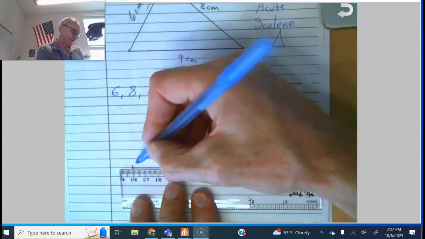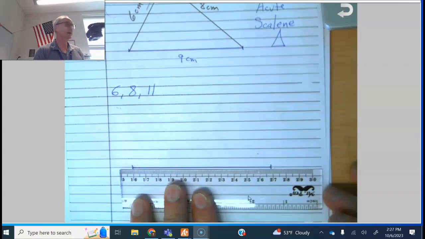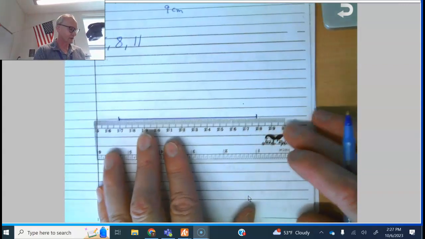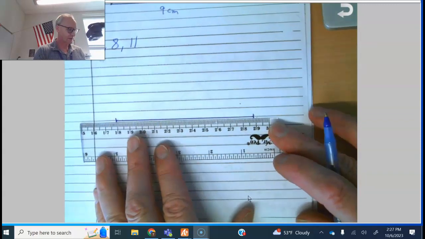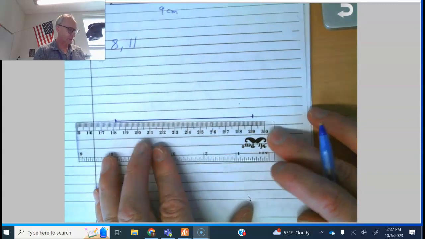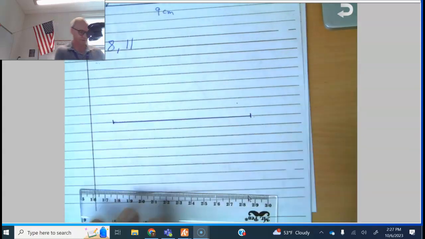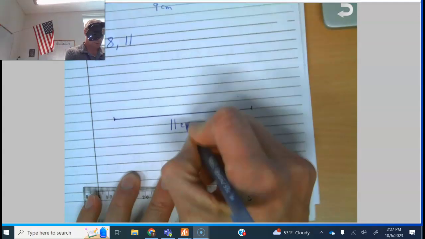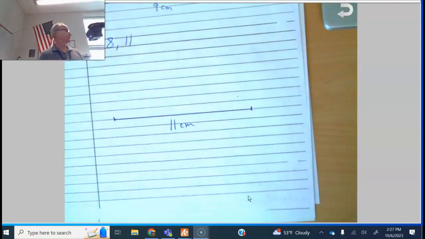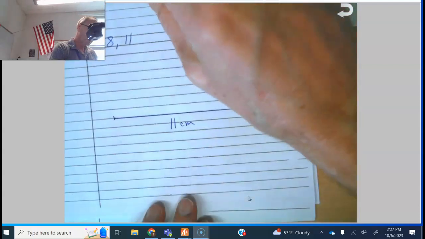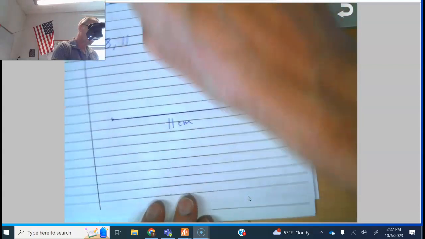So I went from 16 to 27, which gives me 11. I could also go from 17 to 28, or 19 to 20, 18 to 29, or 19 to 30. They all are giving me 11 centimeters. And then I'm going to do my 6 and my 8. I think this one's 6 right now. And it is. This is 6.